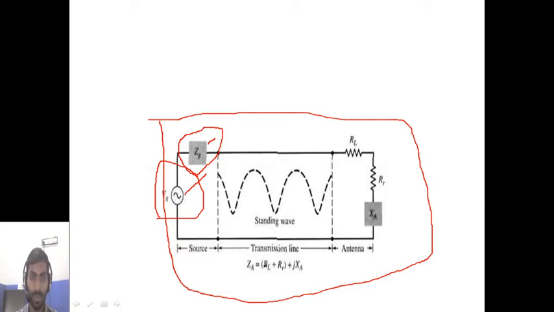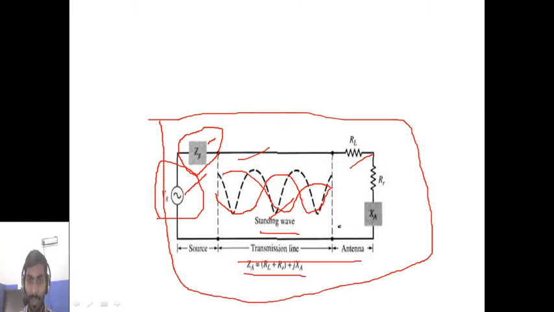From there we go to the transmission line. Since I have mentioned standing wave, you can see the standing wave. How does the standing wave arise? When your waveform comes here, it gets hit here. Sometimes if the source impedance and the load impedance are not matched, some of the waves will get reflected. This reflected wave is known as your standing wave. Your transmission line is going to hold your standing wave.